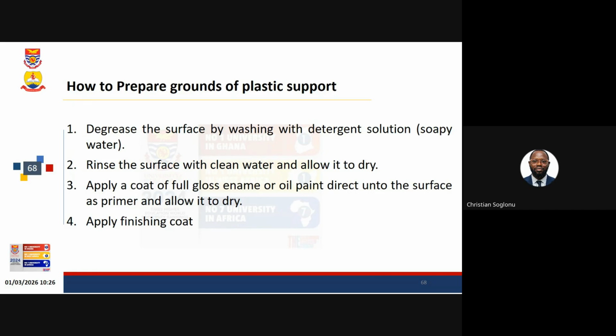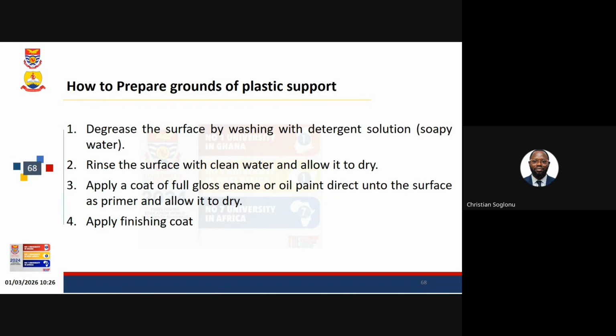Then it says rinse the surface with clean water and allow it to dry. So now we get your clean water. Then you wash the surface, then you allow it to dry. Apply a coat of full glossy enamel or oil paint directly on the surface as a prime and allow it to dry.